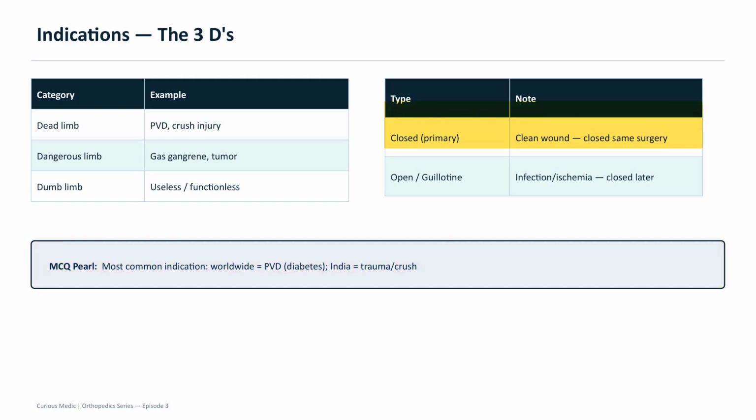Regarding the type of amputation, closed or open. A closed amputation, also called a primary amputation, is used for clean wounds in trauma cases where there is no infection. The skin is closed in the same surgery. An open amputation, also called a guillotine amputation, is used when there is infection or ischemia. The stump is left open, and closure happens only in a second surgery after the infection clears.